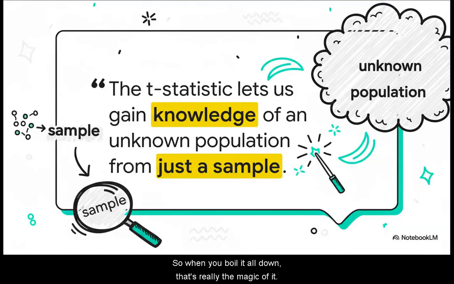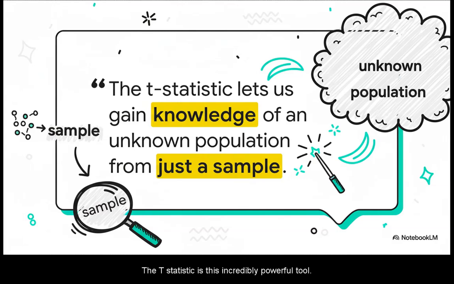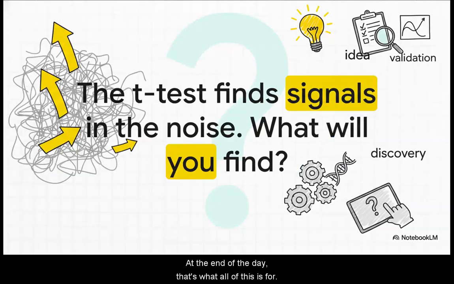So when you boil it all down, that's really the magic of it. The t statistic is this incredibly powerful tool. It lets us take one small, manageable sample and use it to make some pretty smart, well-informed conclusions about the entire unknown population that it came from. It's pretty amazing. At the end of the day, that's what all of this is for. It's about having a reliable way to find a real signal in a whole lot of random noise. It's how we test our ideas and make discoveries.